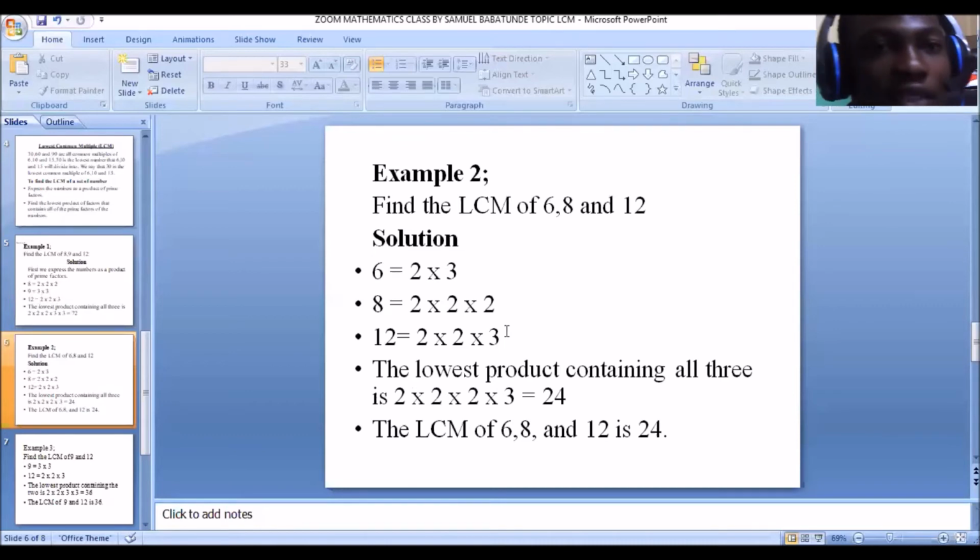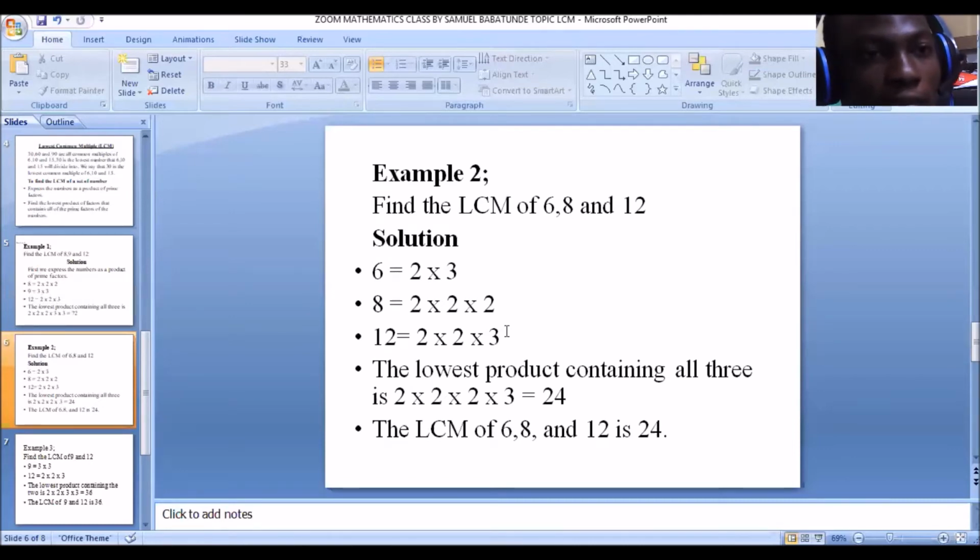It says find the LCM of 6, 8, and 12. Find the LCM of 6, 8, and 12. And like I told you, the first thing you do is to express these numbers as a product of the prime factors. Now 6, the lowest prime number is 2, and 6 is divisible by 2.